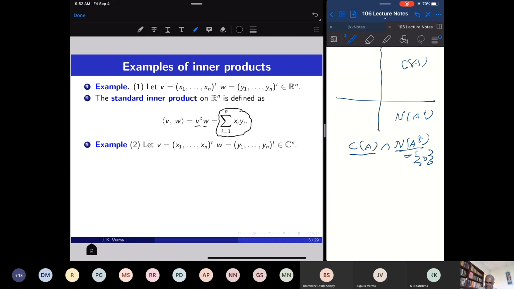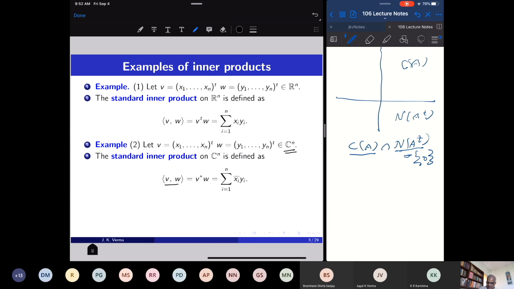Let's look at another example. In Cn, now my vector space is complex vector space Cn. Then the inner product of V and W, these are now vectors with complex components, and we just copy this notation, V transpose W. So the role of V transpose is played by the conjugate transpose. So V star. V is a column vector, V star is a row vector.